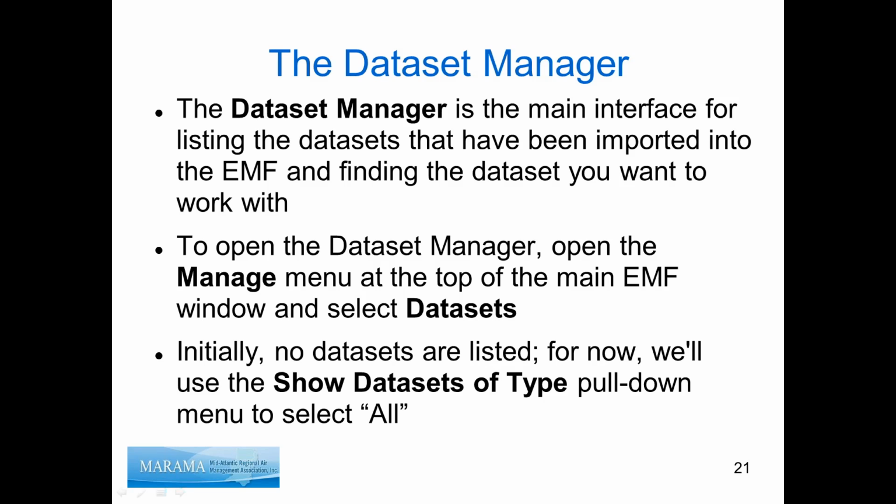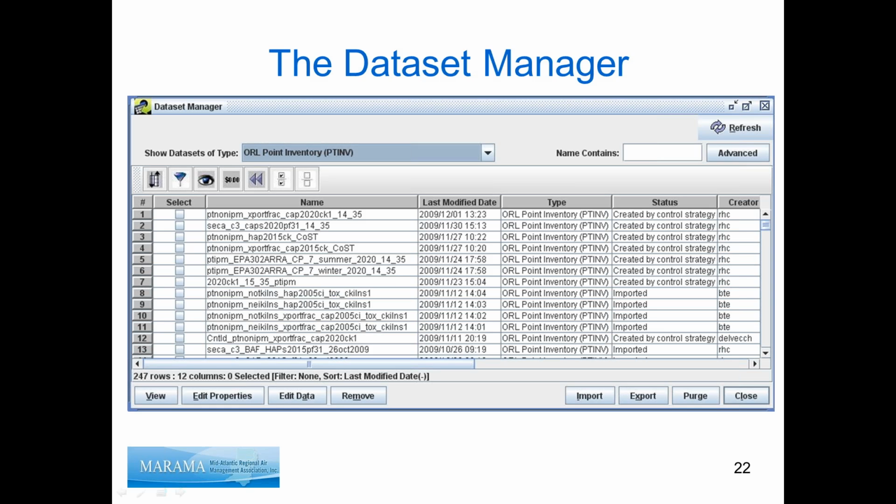So initially when you open that window, you won't see any options. And there's a very easy way to get to things, which is a pull-down menu for showing the data sets by type. So if I go on to this next window, this is just a screenshot of the data set manager. I should note this is not from the Marama server, so the list of data sets will be different when you get on the Marama server, but the layout is exactly the same.